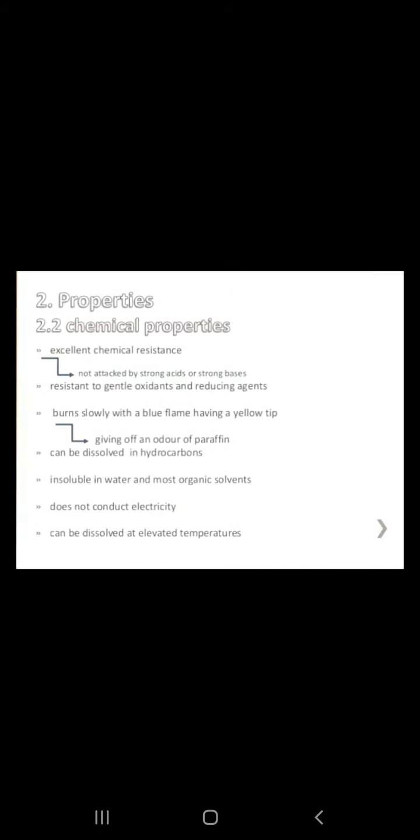Chemical properties of polythene: excellent chemical resistance, no attack by strong acid and strong base. Burns slowly with a blue flame having yellow tips, gives off an odor of paraffin. Can be dissolved in hydrocarbons, insoluble in water and most organic solvents. Polythene does not conduct electricity. Polythene can be dissolved at elevated temperature.